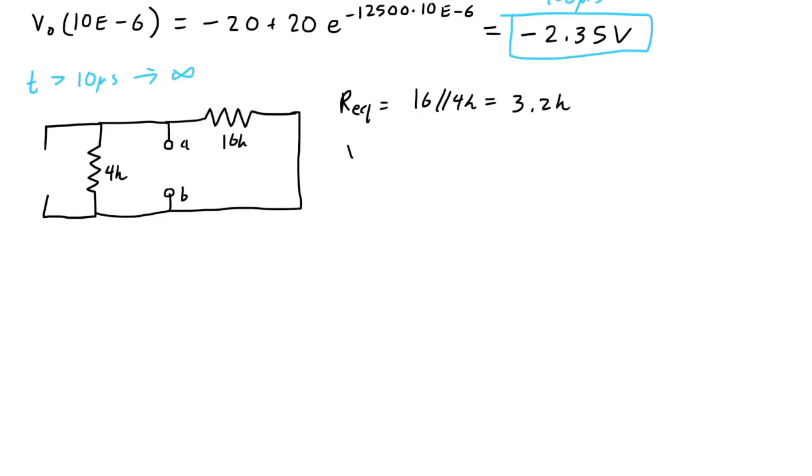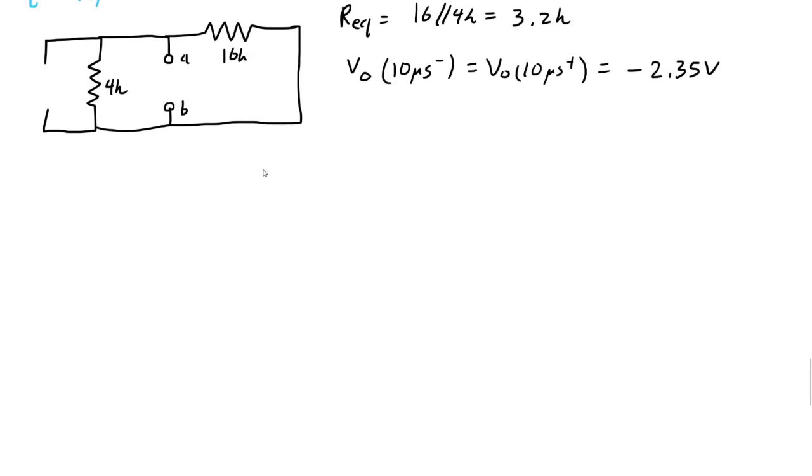Now we already have our initial condition, VO at 10 microseconds minus equals VO at 10 microseconds plus, which is minus 2.35 volts. Now we need to find the final. We can do that a number of ways, but we're basically going to solve the DC equivalent of the circuit. So I'm going to write it all out.